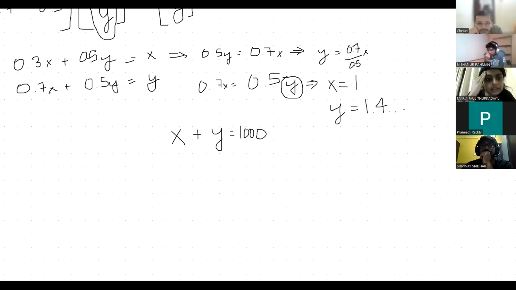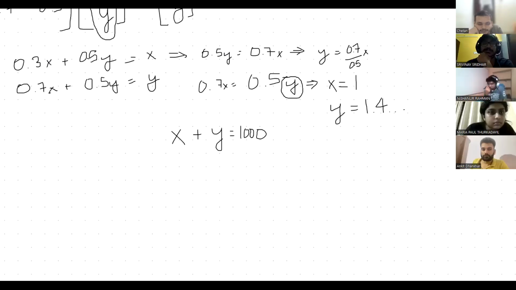Muffled. 0.2x is equal to... Now it's clear. Sorry? Chetan, did you say something? I didn't hear you. Sorry. No, x plus y is equal to 1000 should not be in contention with these two equations. No, that is okay.